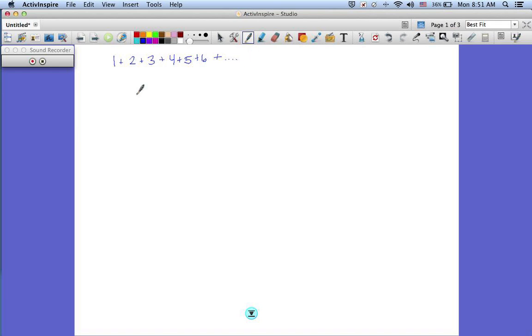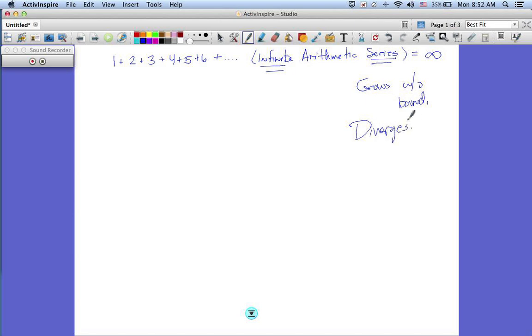This is arithmetic. This is an infinite arithmetic sequence. And actually, it's an infinite arithmetic series, right? Because those are plus signs in there. Well, guess what? That adds up to infinity. If we keep adding these, we're going to be adding infinity and infinity and infinity, and it's going to grow without bound. Hopefully you remember a term we use for that called diverging. It diverges. It does not converge and add up to one finite number.